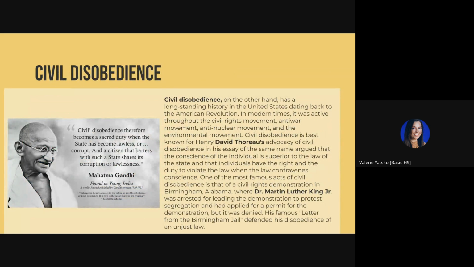Civil disobedience has been around in the U.S. since the American Revolution. It was a key tactic during the civil rights movement, anti-war movement, anti-nuclear movement, and environmental movement. Henry David Thoreau wrote an essay on civil disobedience, saying that individual conscience is more important than the law. One famous example is Dr. Martin Luther King Jr.'s demonstration in Birmingham, Alabama, which led to his arrest and his famous Letter from Birmingham Jail.